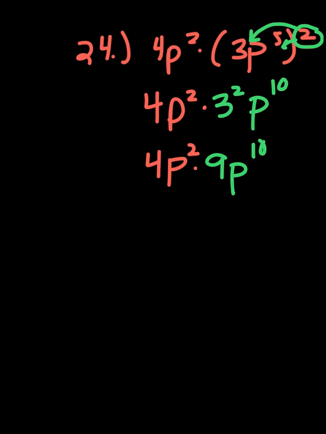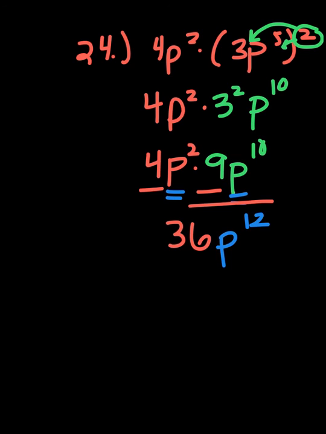And then I'm going to multiply my coefficients. So 4 times 9 is 36. And add my exponents. p to the 2nd times p to the 10th is p to the 12th, giving me my final answer, 36p to the 12th.